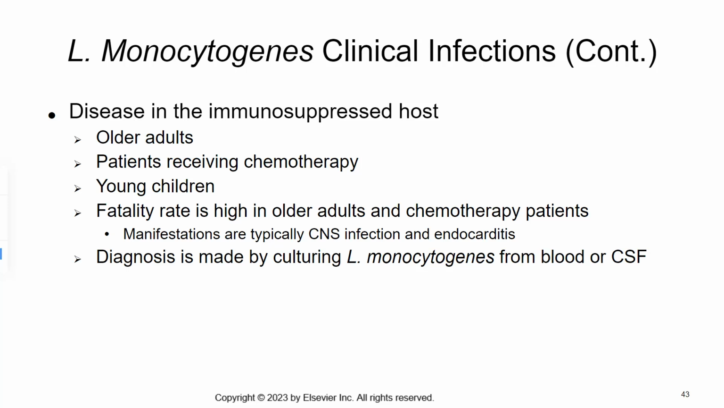Disease in the immunosuppressed host: older adults, patients receiving chemotherapy, young children. The fatality rate is high in older adults and chemotherapy patients. Manifestations are typically CNS infection and endocarditis, so meningitis and heart infections. Diagnosis is made by culturing it from the blood or CSF.